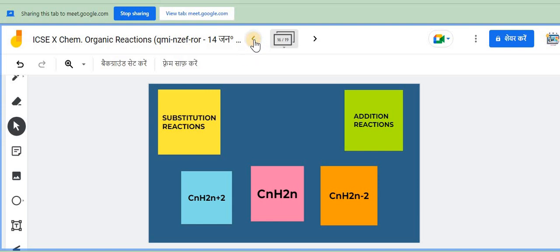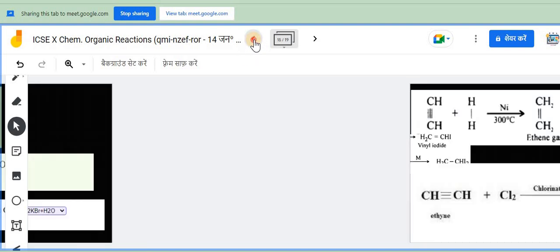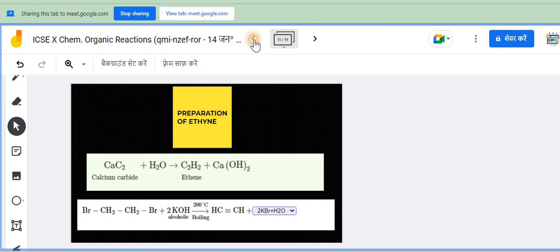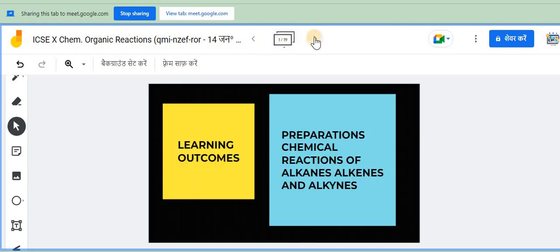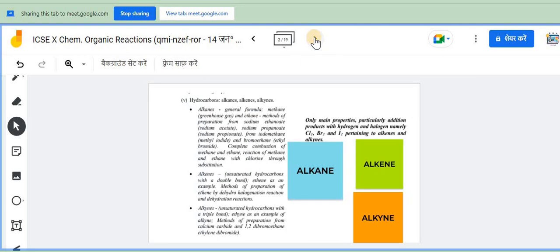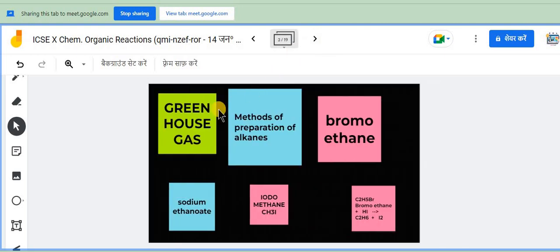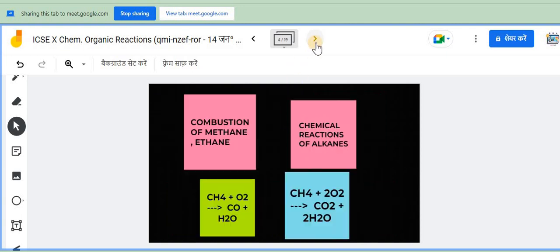Now I will just scroll through whatever we have done. We will cover it quickly and then come to the assessment section. So these were our learning outcomes, and this we have discussed already. Methods of preparation of alkanes, two methods. One is the sodium ethanoate soda lime method and the second is the reduction method. This is clear to you, hopefully.